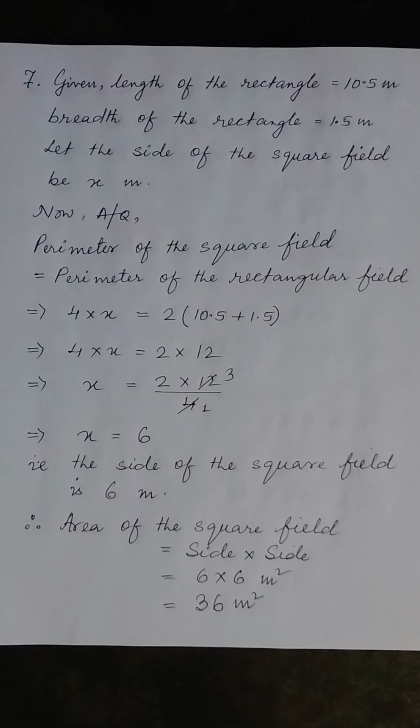Now you have got the side. So what is the formula for finding the area of the square field? Area of the square, side into side or side square, whatever. So 6 into 6 square meter, that is your 36 square meter.